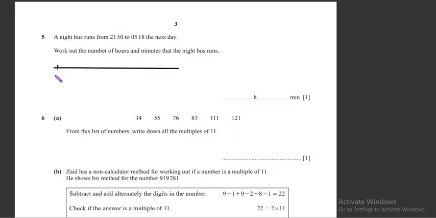So I'm going to mark that. The next thing that I'm going to do is, I'm going to write the hour that is right next to it here. So the next hour that we have, the closest hour that we have is 22.